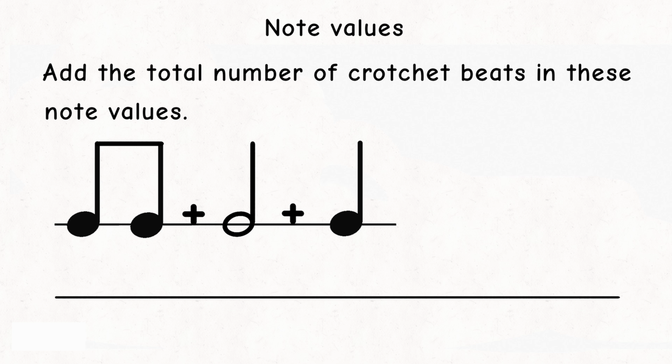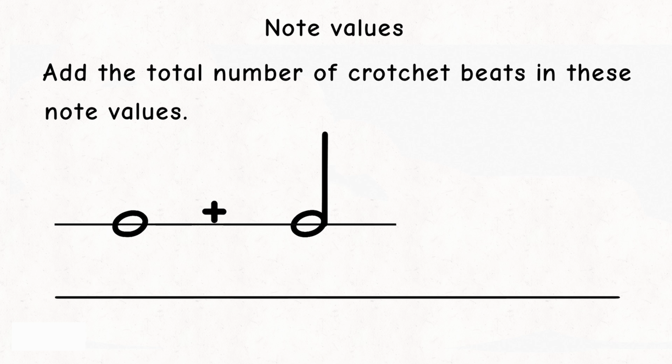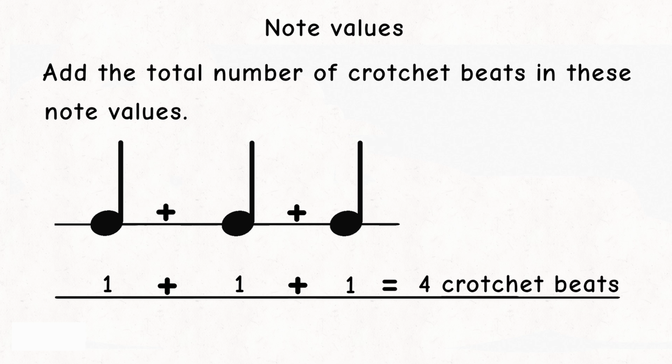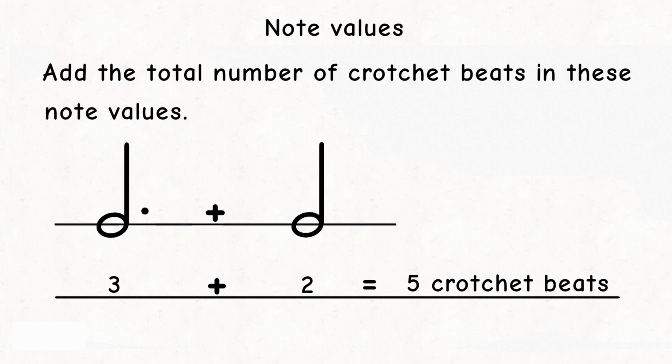We have to add the total number of crotchet beats in these note values. Here, we have 2 quavers, 1 minim and 1 crotchet. So, it will be half plus half plus 2 plus 1 equals 4 crotchet beats. Here, we have 1 semibreve and 1 minim. So, it goes like this. 4 plus 2 equals 6 crotchet beats. 3 plus half equals 4 crotchet beats. You can practice this by adding different notes so you can easily remember the note values.